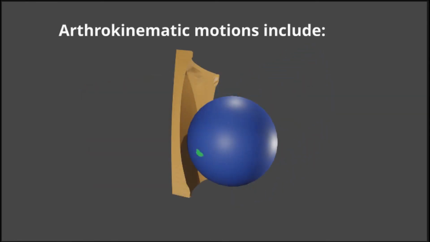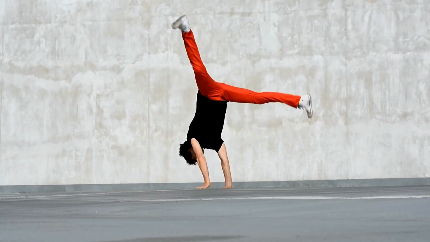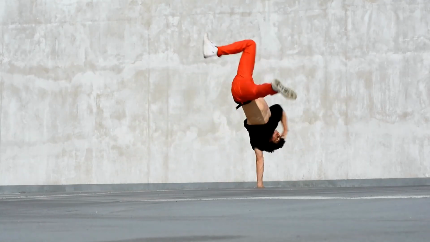So to review, we learned about 5 different arthrokinematic motions, including gliding or sliding, rolling, spinning, compression, and traction. They usually occur in combination and are an important part of normal osteokinematic function. So hopefully now you can appreciate that rolling, spinning, and gliding are an important part of how our body functions.